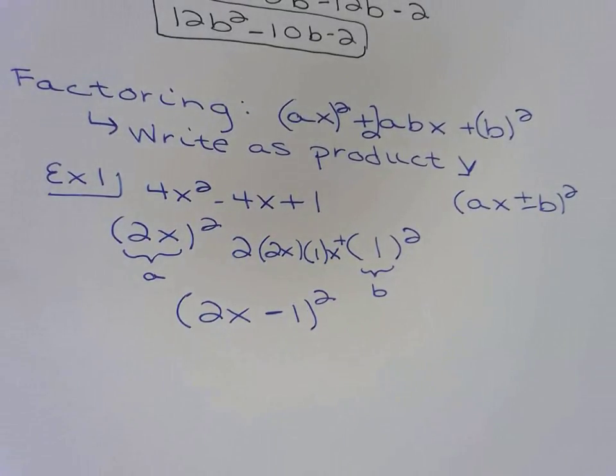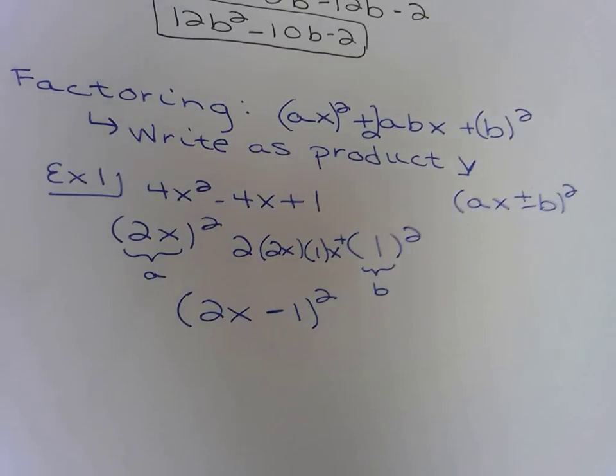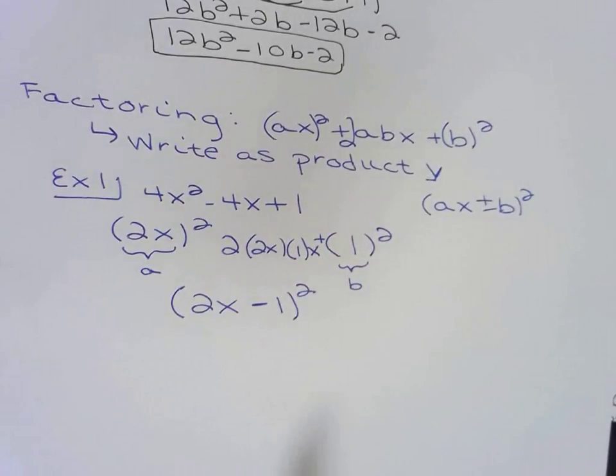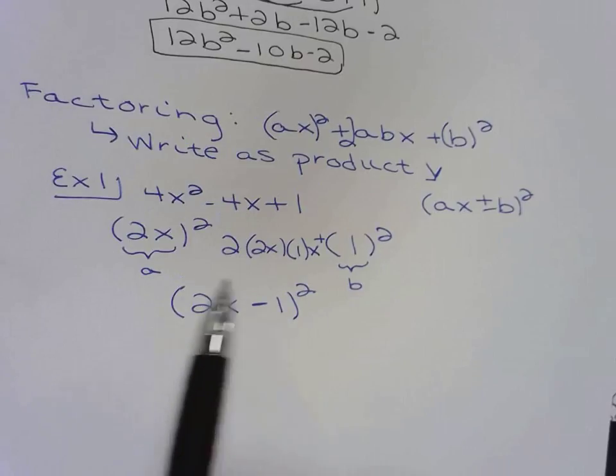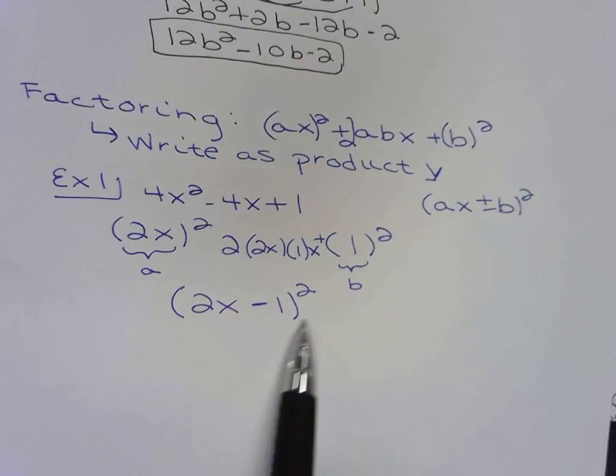Now, what I've said up to this point is that factoring is writing as something squared, or something times something. So this was factored, but is this written as something times something?